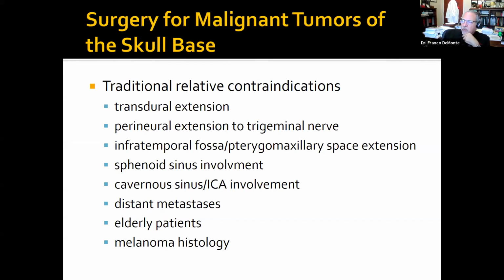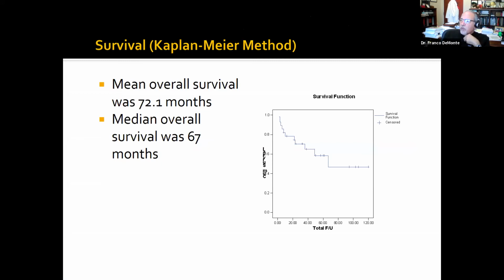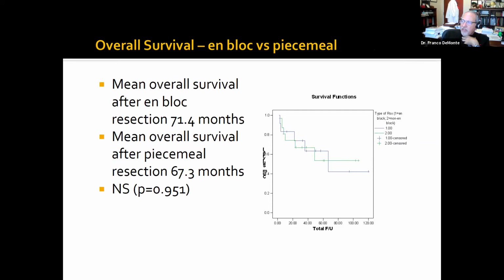Over the years, there have been many traditional relative contraindications to extensive craniofacial surgery for malignancy. We've tried to look at these systematically over the years. We found in this paper that even with patients that have transdural extension, meaning a tumor in the subdural space or in the brain, with aggressive management, you can achieve a mean overall survival of over 5 years. What we found there, as I've outlined before, is that microscopically negative margins are critical to maintain that survival advantage. The other interesting thing we found is that it did not matter whether you took out the tumor en bloc or piecemeal, as long as you got it out with microscopically negative margins. And that has a lot of implications in the endoscopic resection of skull base malignancy.